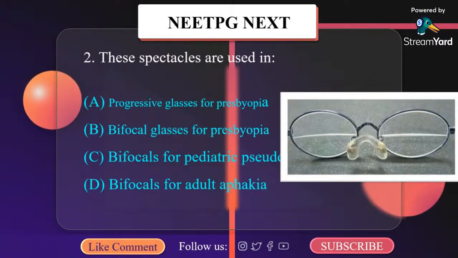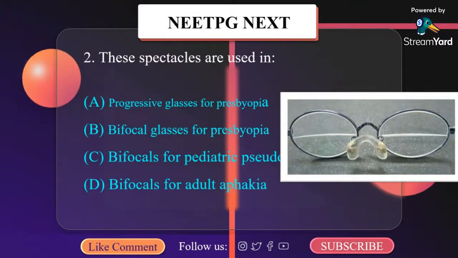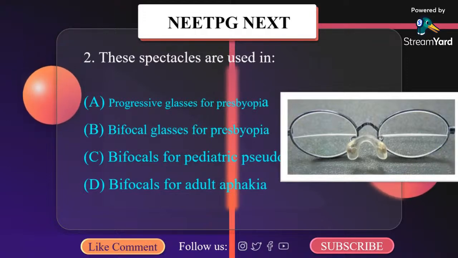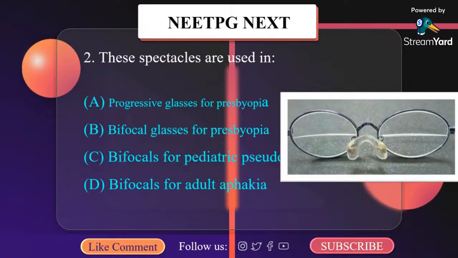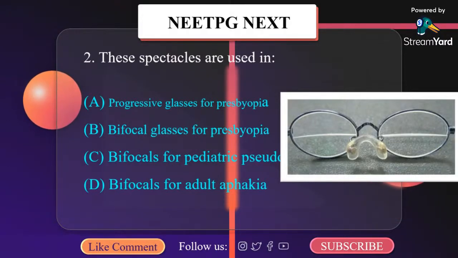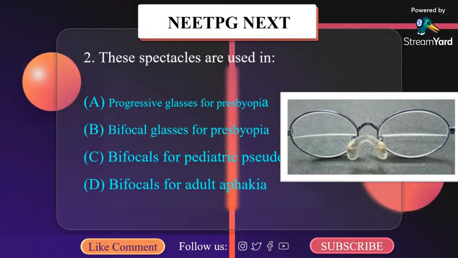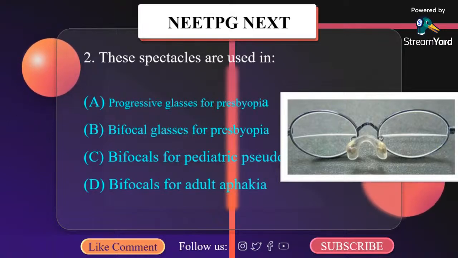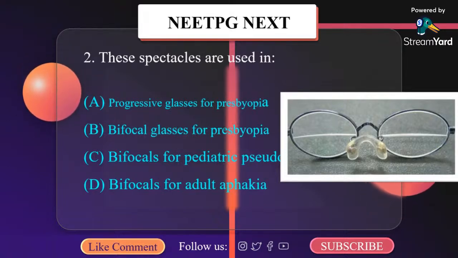A bifocal lens contains two optical corrections. The upper part of the lens is used to correct distant vision, while the lower half assists with reading or other close work. Between the two parts, there is a distinctive line.